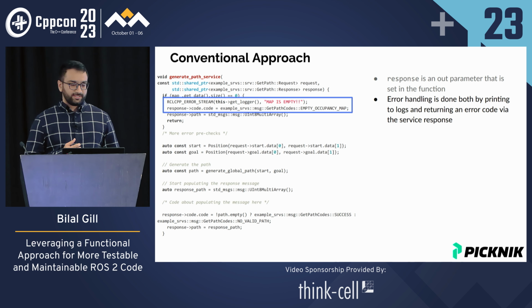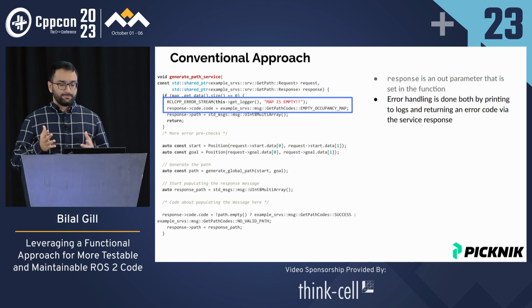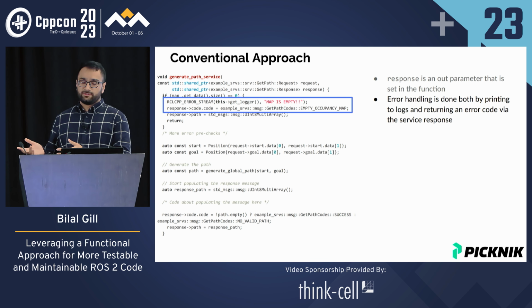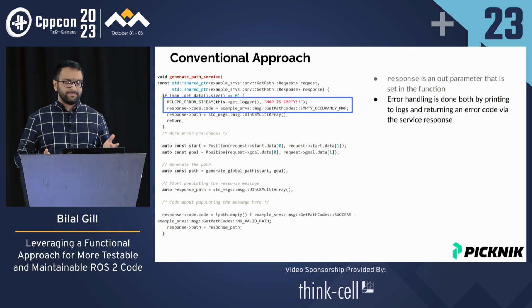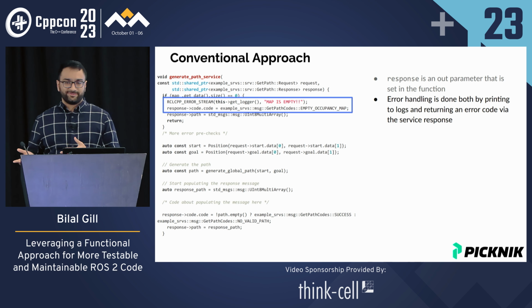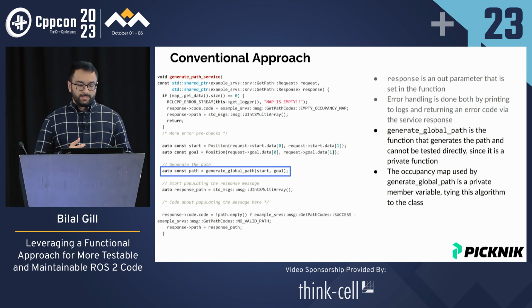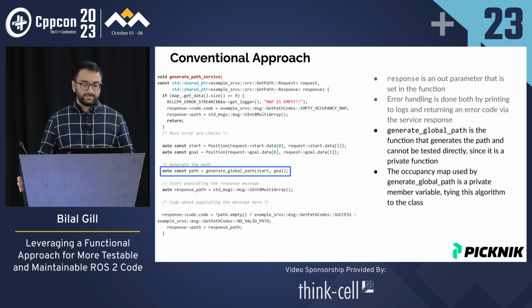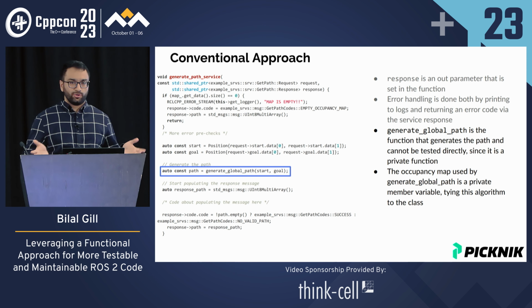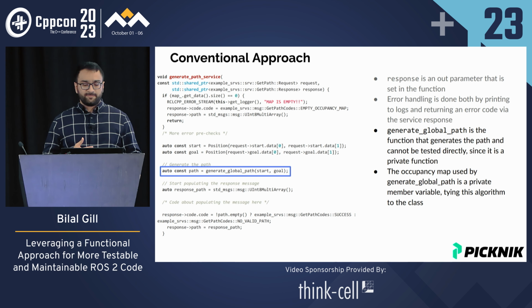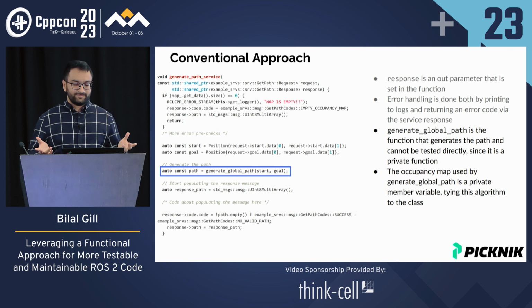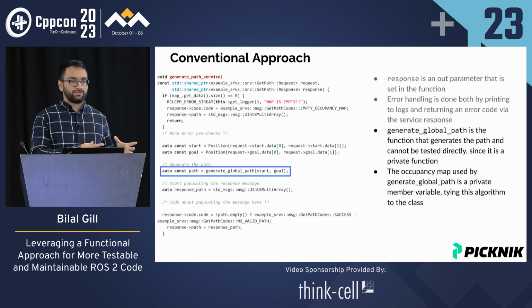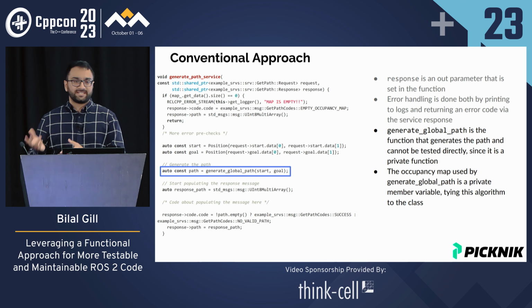So another thing that this function does is that error handling is done both by printing to logs and returning an error code via the service response. Keep this in mind because I'm going to talk about printing more later. We have this generate global path function, right? And it's the function that generates the path and cannot be tested directly since it's a private method. But also it's a bit strange because you see start and goal arguments, but we also need to give it an occupancy map, right? But the occupancy map is a part of the class. So because it's a private member variable, this algorithm is tied to this class. So it can't really be used outside of this.